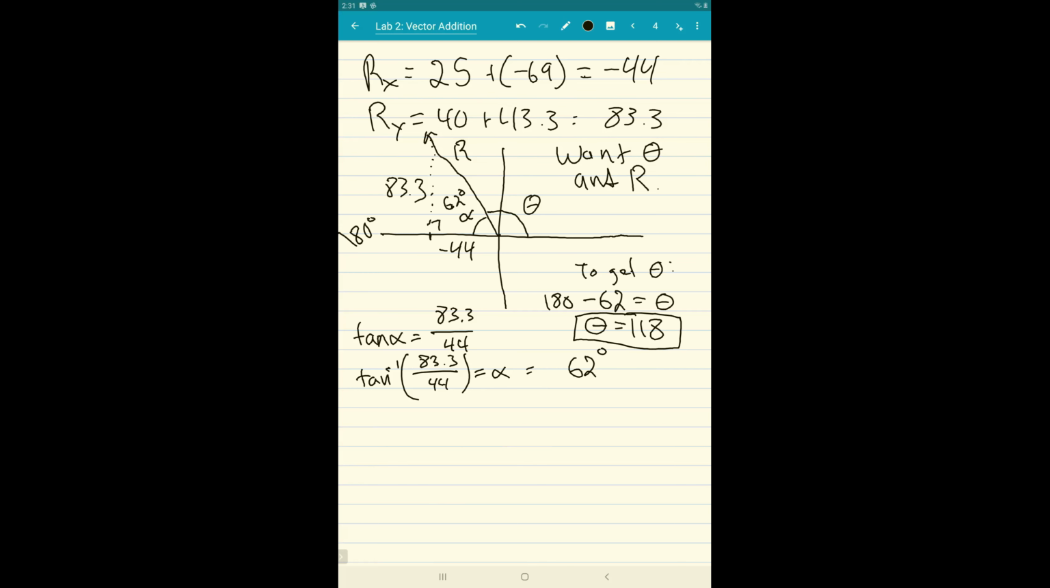That's the thing that I'm actually looking for when they're asking, what's the resultant vector's magnitude and the resultant vector's angle? They want that angle, the 118. They do not want the 62, okay? So, important.